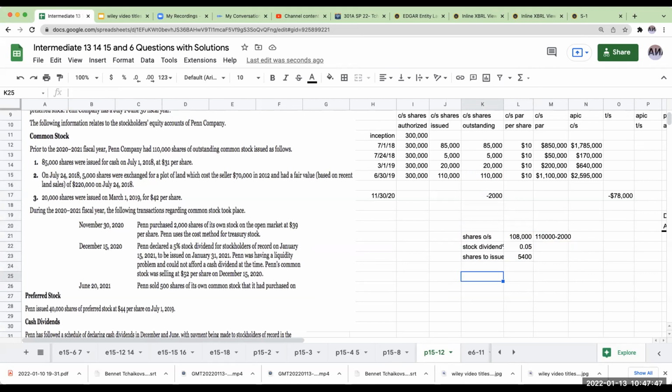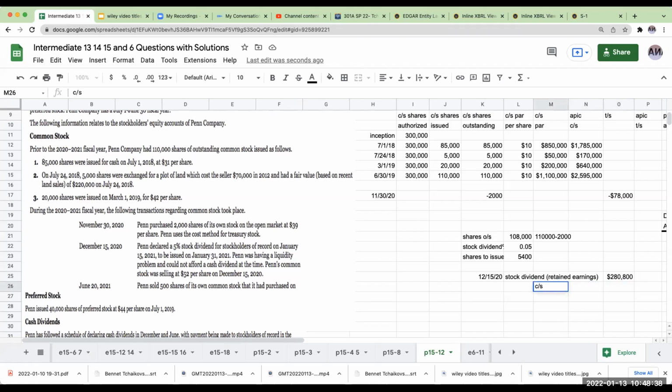When it comes to doing a stock dividend, it was declared, so on 12/15/20, when I declare the stock dividend, I'm going to debit stock dividends (retained earnings). This is going to be for 5,400 times the fair market value of the stock, or $52. Why is it that I'm using the fair market value? I'm doing this because the stock dividend is below the threshold, it's either between 20 to 25%. So that's my stock dividend.